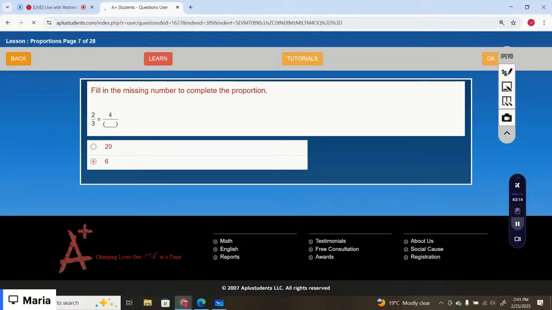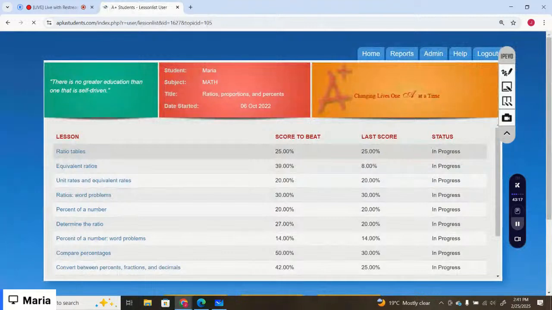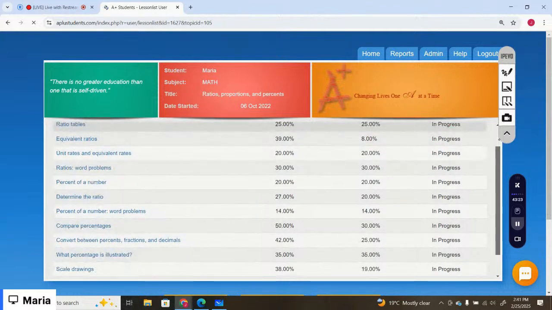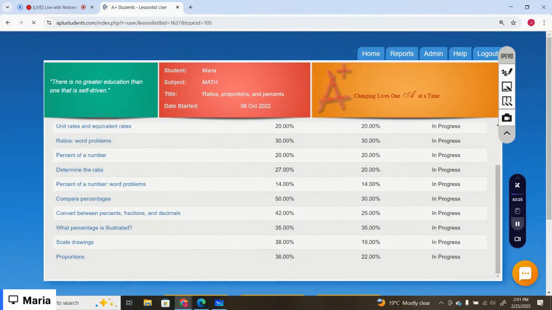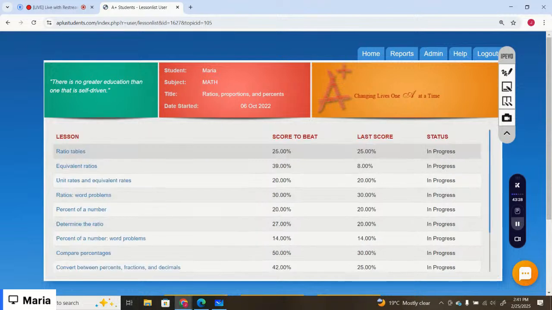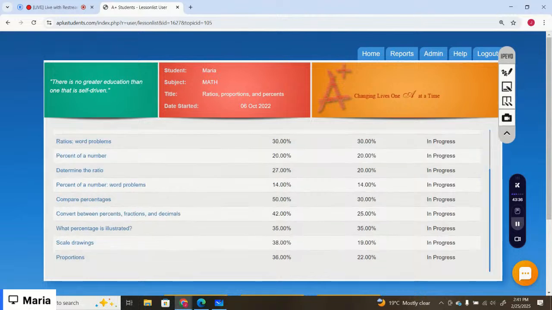So please make sure before the next session you complete all the practice questions for the lessons we just did. We were working on grade 5 math. The chapter we have covered today is ratios, proportions, and percents. The lessons we have covered today are converting between decimals, fractions, and percents, what percentage is illustrated, scale drawings, and proportions. That is your homework until the next session.